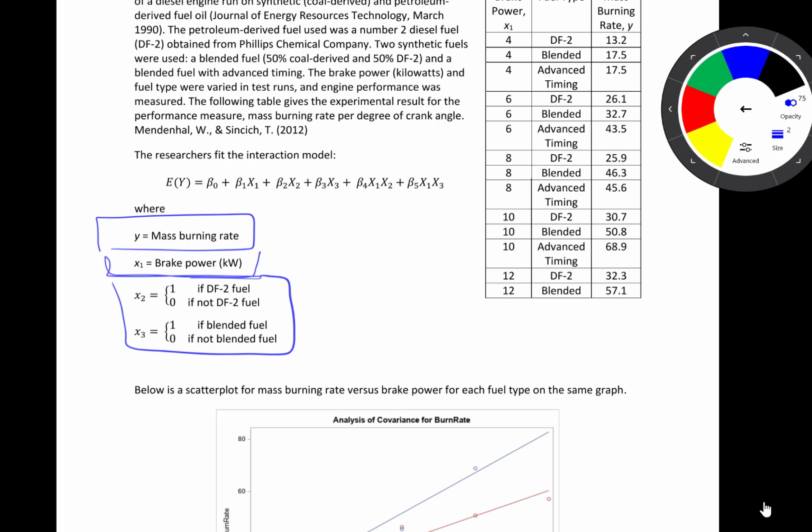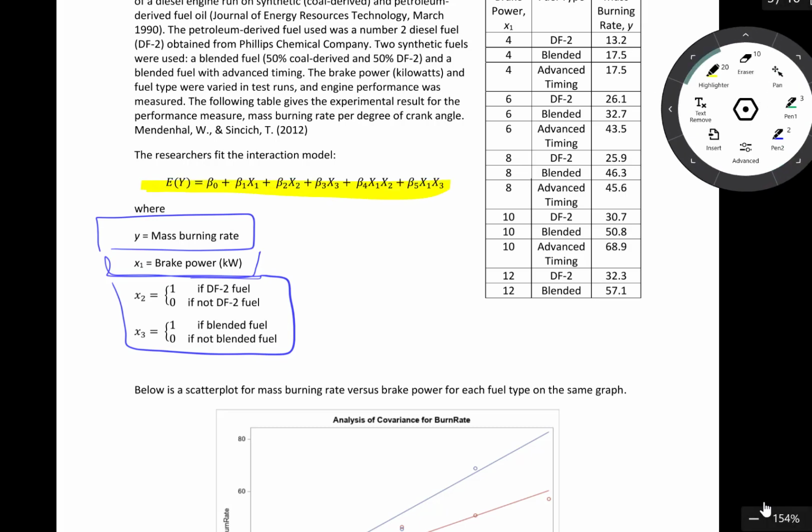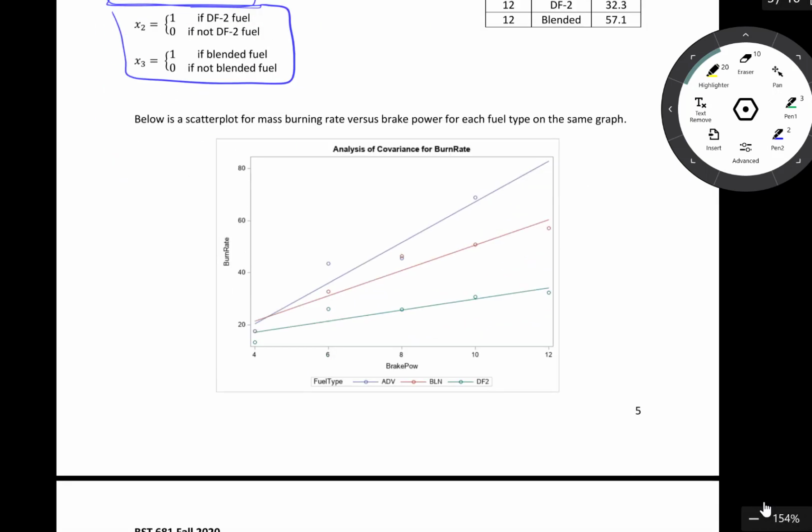And so we're going to fit this interaction model that we have up above, and you'll notice this is the same model that we just looked at. So this is an interaction model between a single quantitative variable and a categorical variable, which has 3 levels. All right, so here is a scatter plot, and the first thing you should notice is these lines are not parallel. So visually this suggests that there's probably an interaction present, and we're going to see how to actually test that.